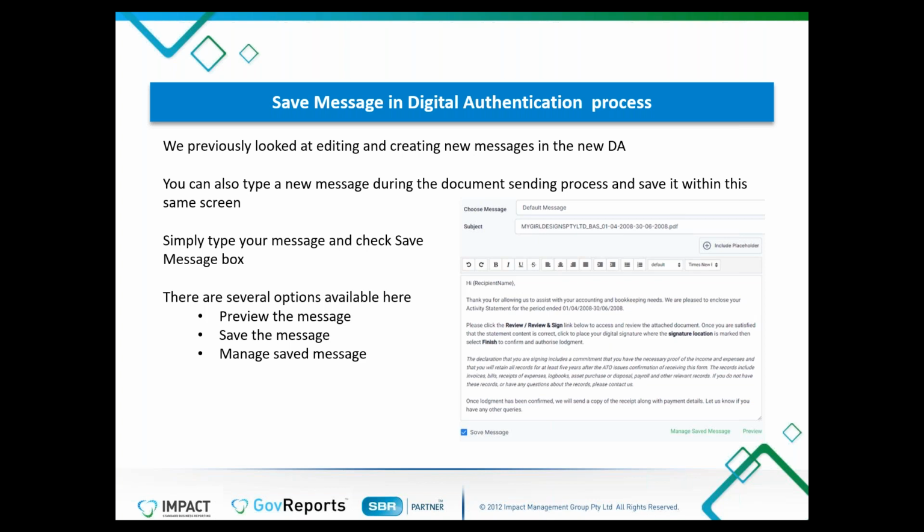So all I would do is go through, send it for authorization, add in my recipient, and when it comes down to the message part, I might have a default message there. I can go through and change all the details here, and then I would click on Save Message, and that will give me the option to save that message with a different title. So I can create my new message as I'm doing my BAS.